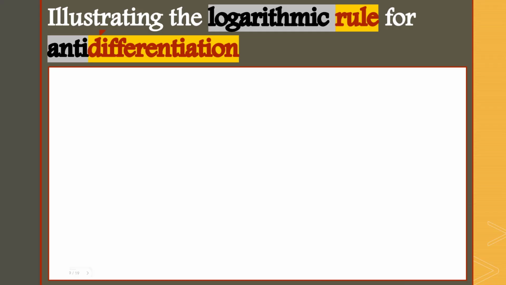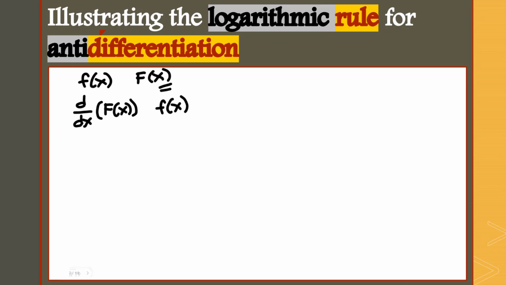Let's not forget that we talk about antidifferentiation. For a certain function, let's say f of x, its antiderivative is the capital F of x if it satisfies the condition that the derivative with respect to x of the capital F of x will return our function f of x. This means that it is really the antiderivative of the given function. For this video, we're just going to illustrate that rule, and we'll have some examples later on. This is what we call the logarithmic rule.